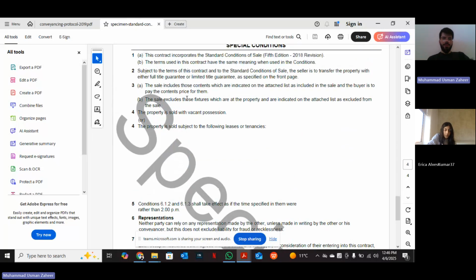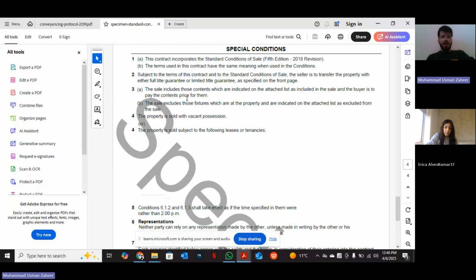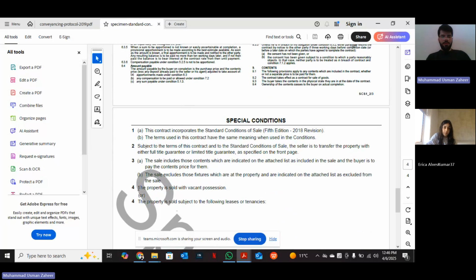Now, these are all special conditions you can have a read of. If you have any questions, just let me know. This is a very important bit. If the property is being sold with vacant possession, this needs to be in the contract. If the property is not being sold with vacant possession, the property is sold subject to the following leases and tenancies. They need to mention it.